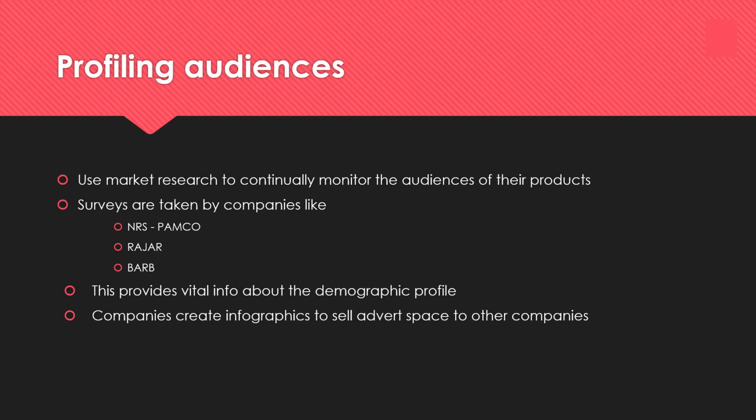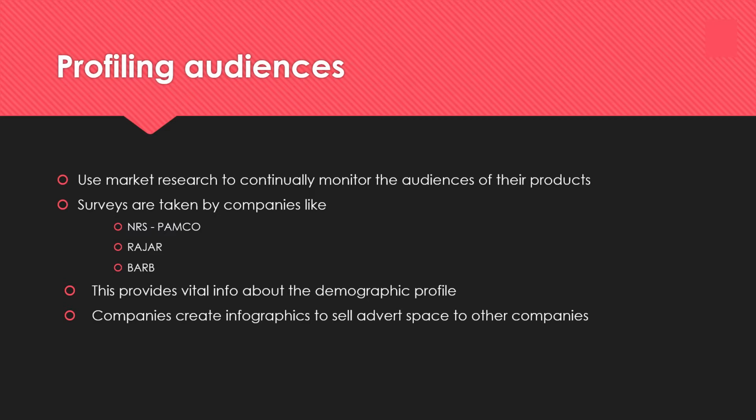So to profile an audience, there's different techniques that you can use, and you'll learn about different types of research and different types of things that you can do to find out about your audience in the next learning outcome. But one way that we can use secondary research is to use companies such as the NRS, RAJAR and BARB. The NRS has now changed its name to PAMCO, but they do the same thing.